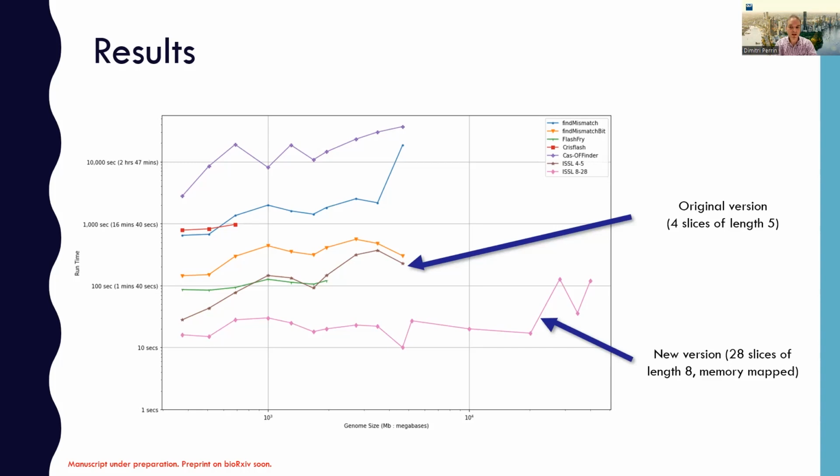Looking at some results, what we have here is the time it takes to extract the neighborhood and calculate the scores for 10,000 guides in genomes of increasing size. We are comparing our neighborhood extraction method, ISSL, with other leading methods for the off-target scoring. You can see in brown the original version of our method with 4 slices of length 5. And in pink, we have our new method with the longer slices and the memory mapped implementation that can achieve another order of magnitude speed up compared to existing methods.